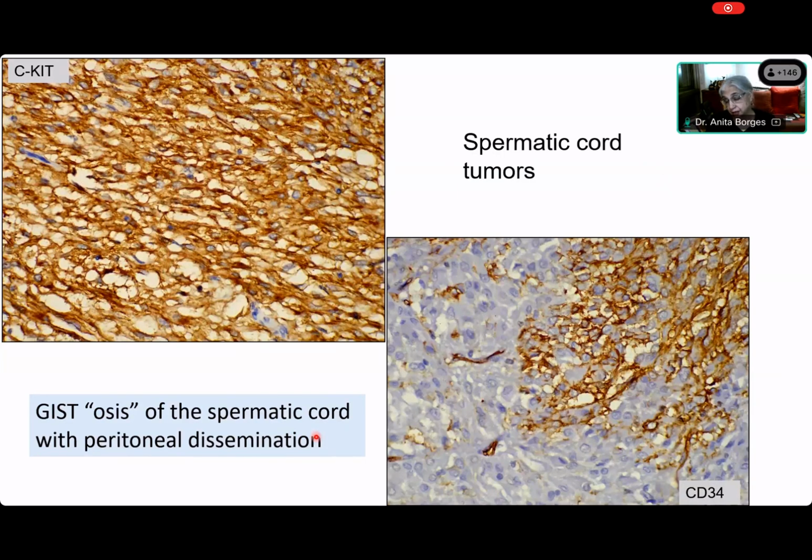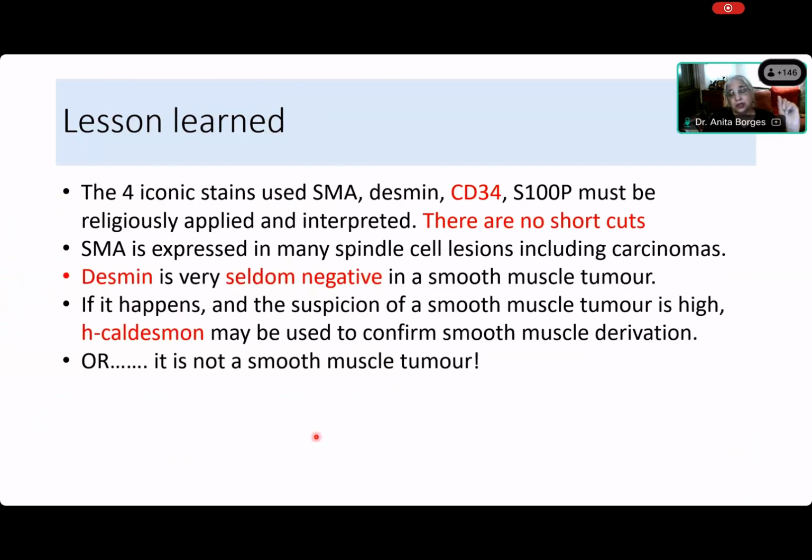And I think that this was a tragedy. Of course, the patient is still alive because he is on Gleevec. But this should not have happened. If we had done the CD34 on that tumor the first time, because it was very, very SMA positive, somebody thought, what else can it be? It's a leiomyomatosis. So what are the lessons that we have learned? The four iconic stains used, SMA, desmin, CD34, and S100 protein, must be religiously applied and interpreted.